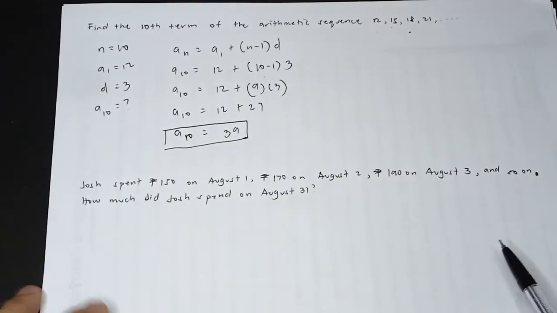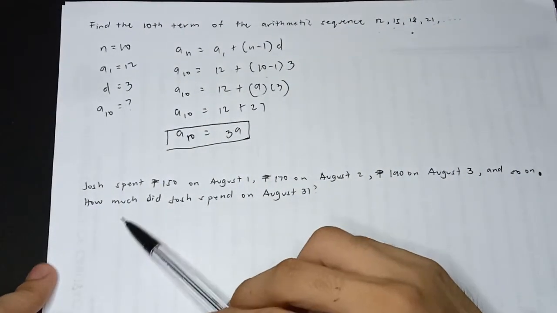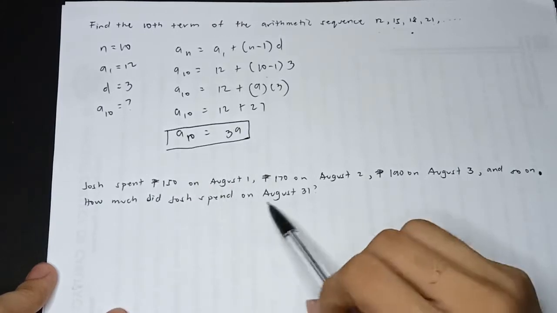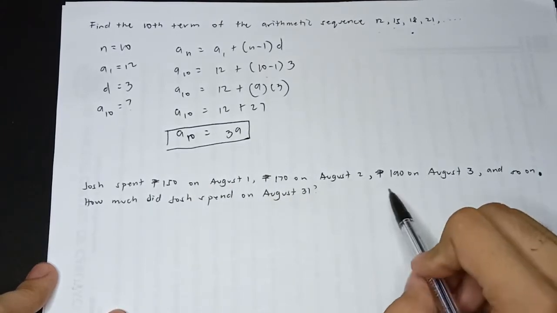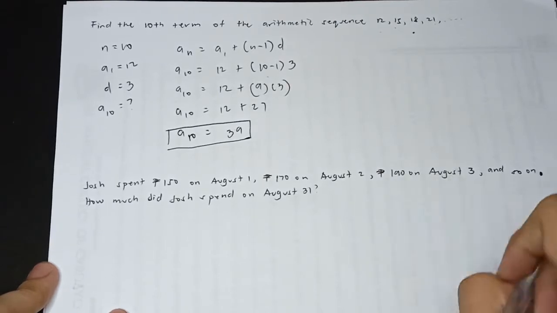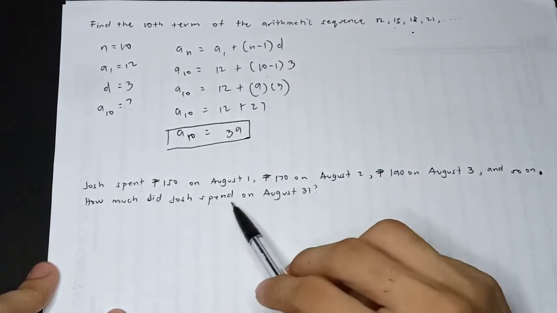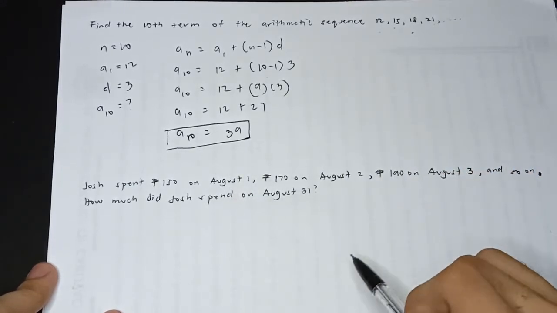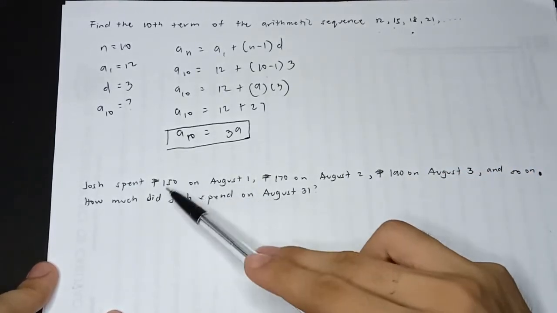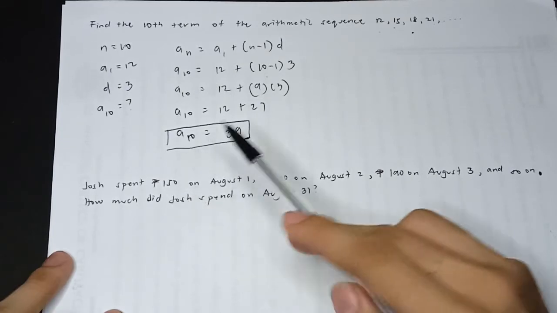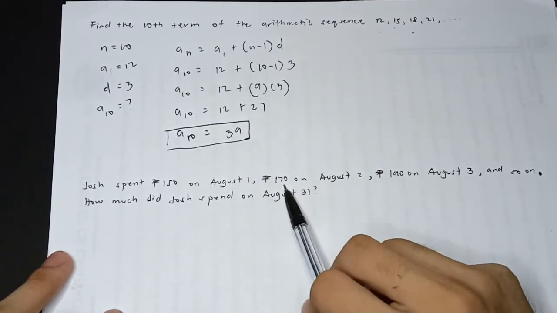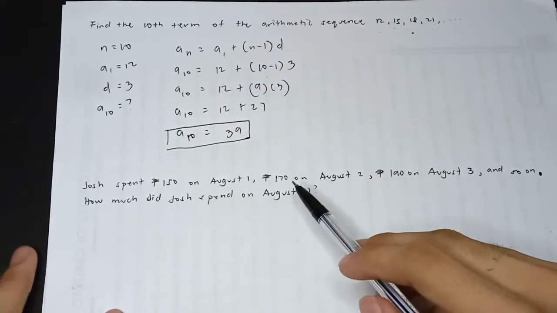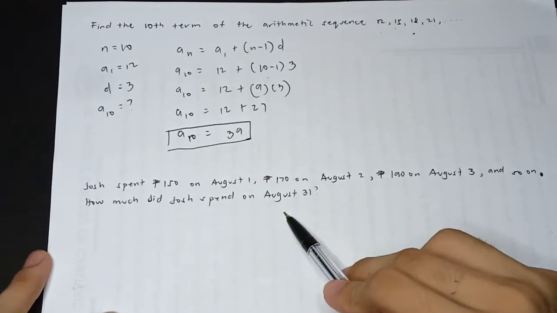Next. So, sabi dito sa problem, Josh spent 150 on August 1, 170 on August 2, 190 on August 3, and so on. How much did Josh spend on August 31? So, ibig sabihin, kada araw gumagastos si Josh. Sa August 1, 150 ang ginastos. Sa August 2, 170. August 3, 190. And so on. Ang tanong, magkano ang ginastos niya noong August 31?